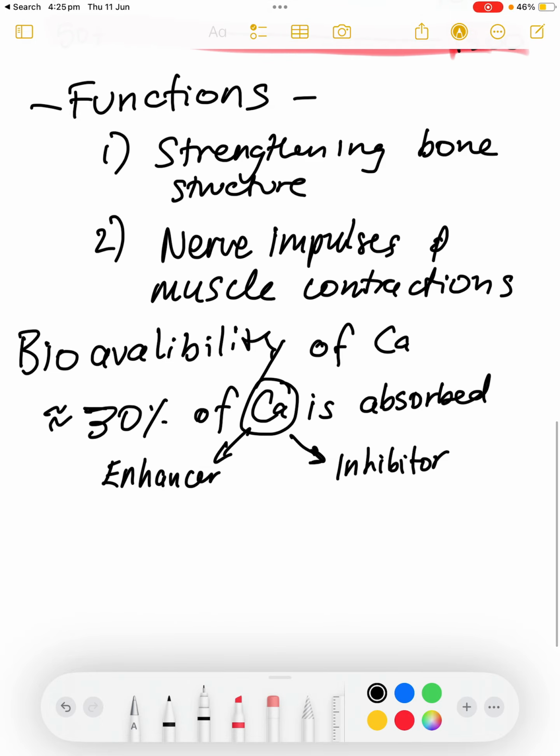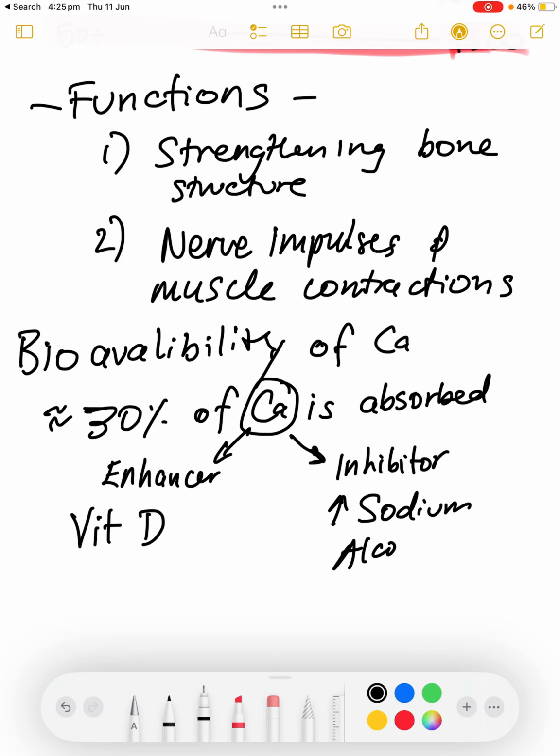All right. Well, firstly, the enhancer is vitamin D. An inhibitor is things such as excessive sodium, alcohol, and caffeine. All right. So vitamin D increases calcium absorption from the small intestines into the blood, and it actually reduces urinary loss by helping the kidneys reabsorb calcium as well. So that supports it in that way.